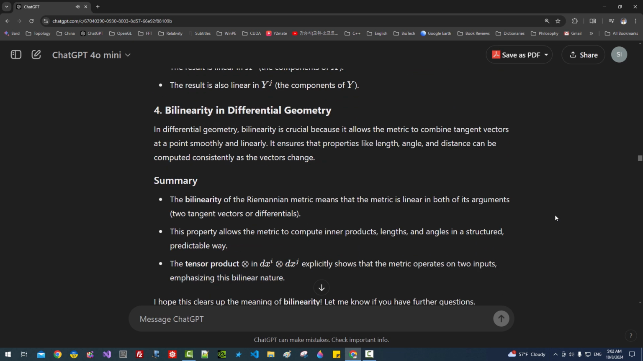In differential geometry, bilinearity is crucial because it allows the metric to combine tangent vectors at a point smoothly and linearly. It ensures that properties like length, angle, and distance can be computed consistently as the vectors change.